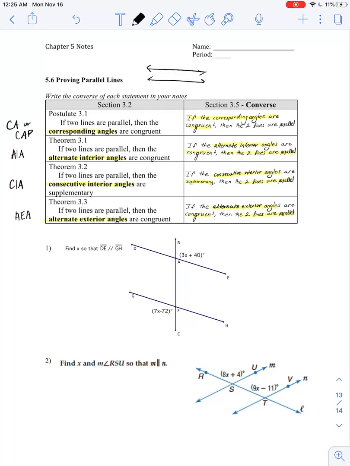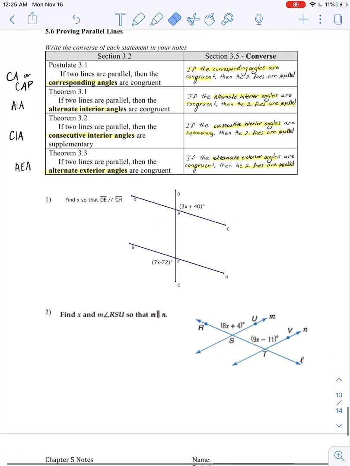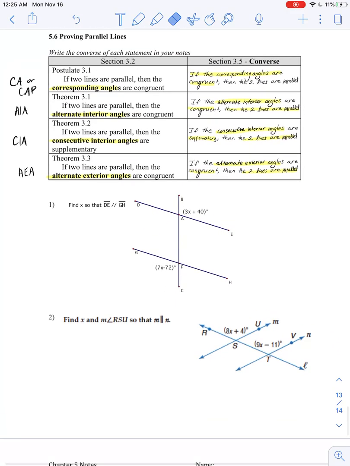So in 5.5 yesterday, we would say if we know two parallel lines, then we know that these two angles are congruent. Well, now we're saying if we know that these two angles are congruent, then we can say these lines are parallel, even if we didn't know that beforehand.